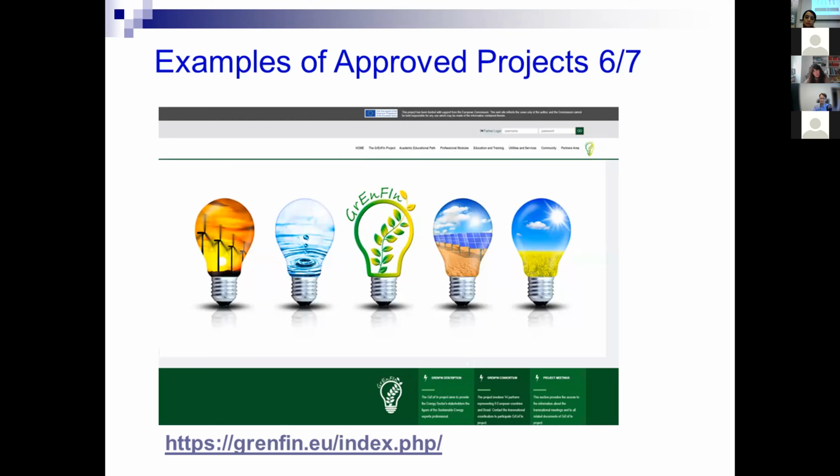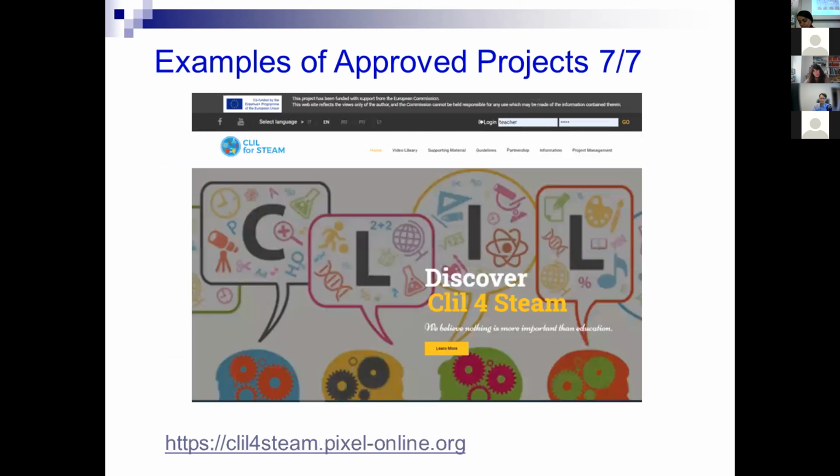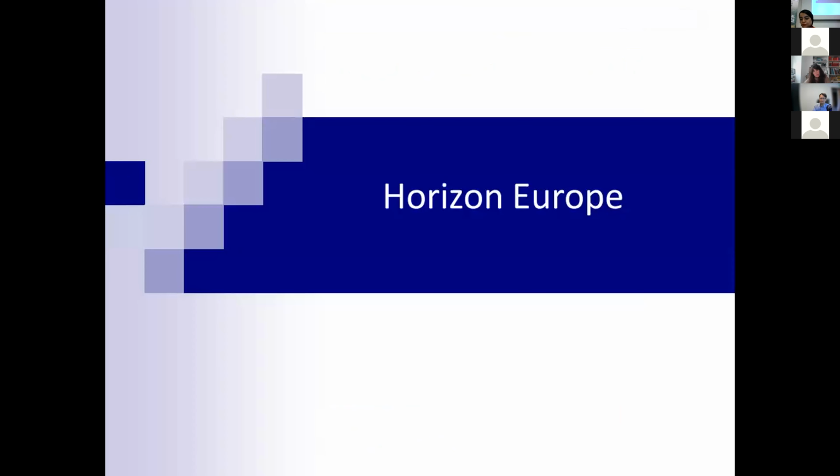My sixth example is Greenfin. We're speaking of the world of energy, and the aim is to promote green energy and strategies to foster the further development of green energy. And the last one is a project having as its aim the promotion of language skills for science teachers. Very quickly, last couple of slides on the Horizon program.